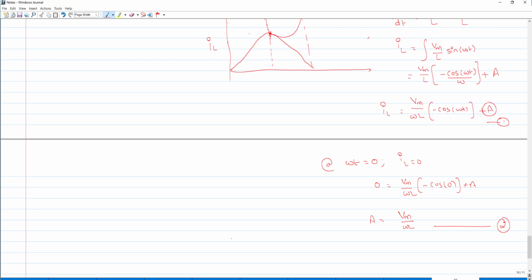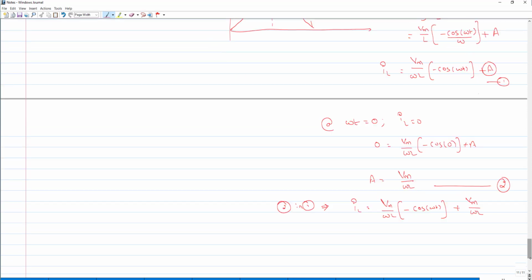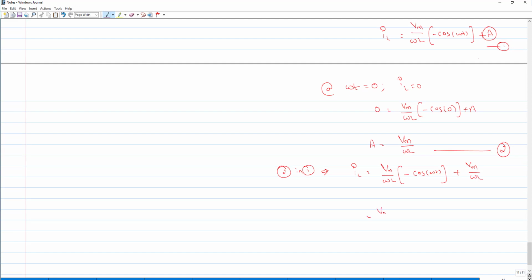Substitute equation 2 in equation 1. That implies our inductor current IL is equal to Vm by omega L times minus cos of omega t, plus Vm by omega L, where A is Vm by omega L. So let us take Vm by omega L as a common factor. I can just write this as Vm by omega L times 1 minus cos of omega t. That is very simple.